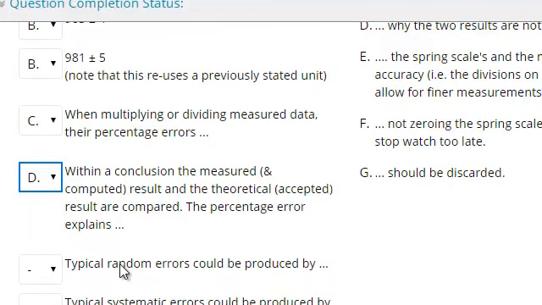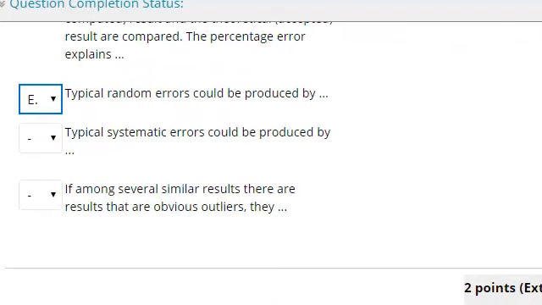Typical random errors could be produced by, let me see one moment, the spring scales and the measuring tapes' limited accuracy, and again that's actually from the video. And now I have to see how I get that. There we go.